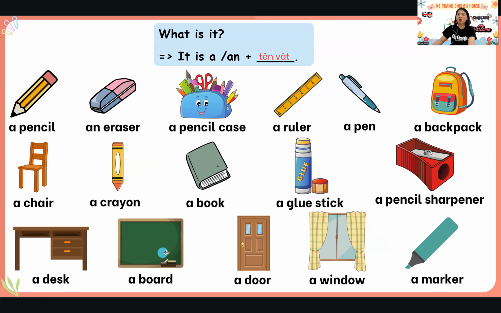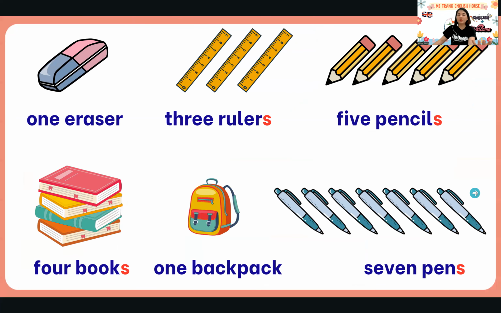What is it? It is a board. What is it? It is a door. What is it? It is a window. What is it? It is a marker.